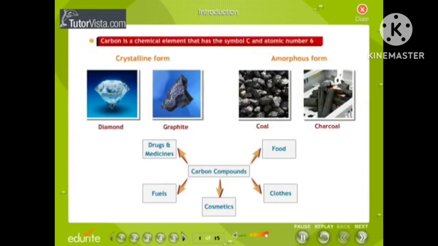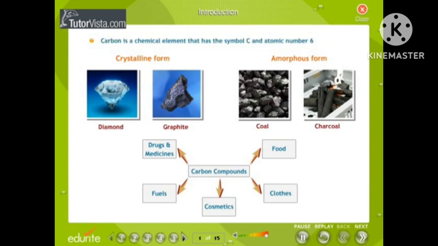Hey students, what does carbon-based life actually mean? Are we made from carbon? In nature, carbon, hydrogen, nitrogen, oxygen, phosphorus, and sulfur are the most common elements found in all organic molecules on Earth.